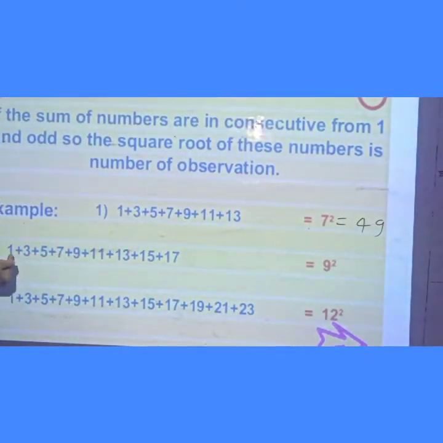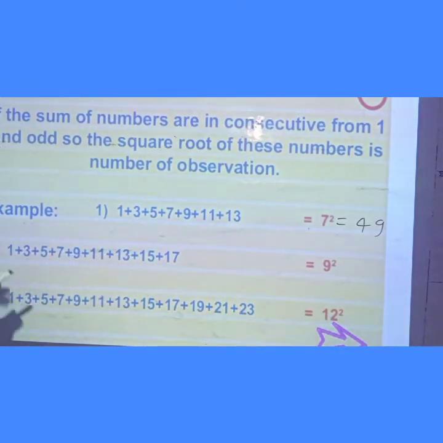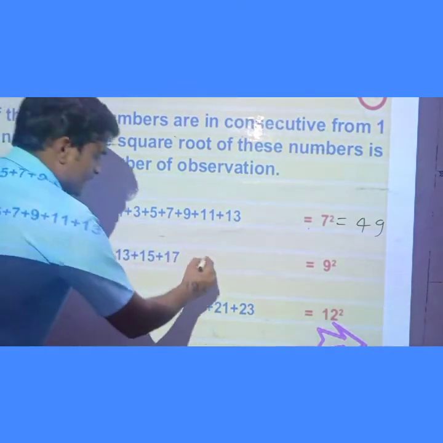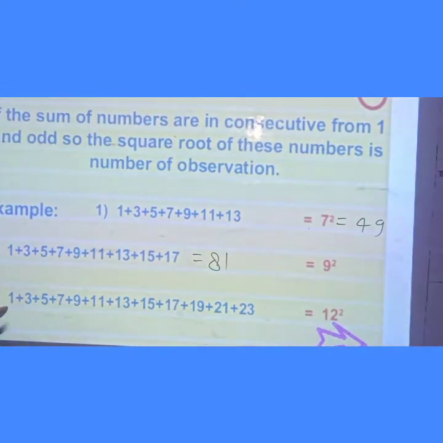Like that, from 1 to 17 is 1, 2, 3, 4, 5, 6, 7, 8, 9. So how many odd numbers are there from 1? That is 9. Okay. So when we add them, we get the square of 9, and that is 81. Okay.